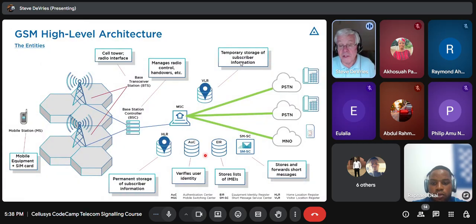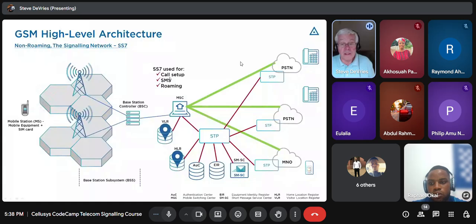And these are the registers, the databases. The visitor register temporarily stores your subscriber information. The home system is your permanent subscription database. The authentication center does what it says, it authenticates the mobile. This stores a list of your equipment identities, your international mobile equipment IDs. And this is your message center. If someone taps out a short message, it goes to their home message center, and then it goes to find the recipient.